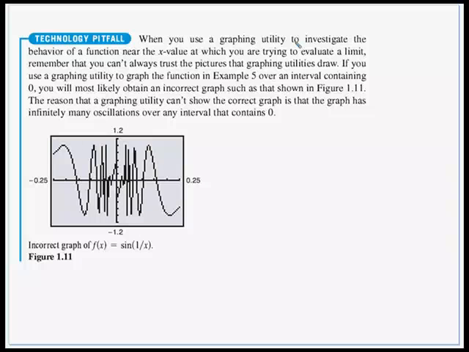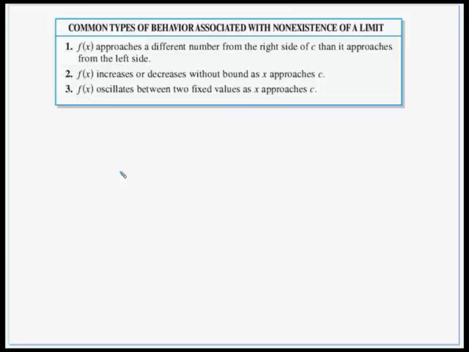When you use a graphing utility to investigate the behavior of a function near the x value at which you're trying to evaluate the limit, remember you can't always trust the picture that the graphing utility draws. If you use a graphing utility to graph that example 5 over an interval containing 0, the origin, you're most likely going to obtain an incorrect graph, as shown here in the figure. The reason the graphing utility can't show the correct graph is that the graph has infinitely many oscillations over any interval that contains 0. So be careful with those calculators.